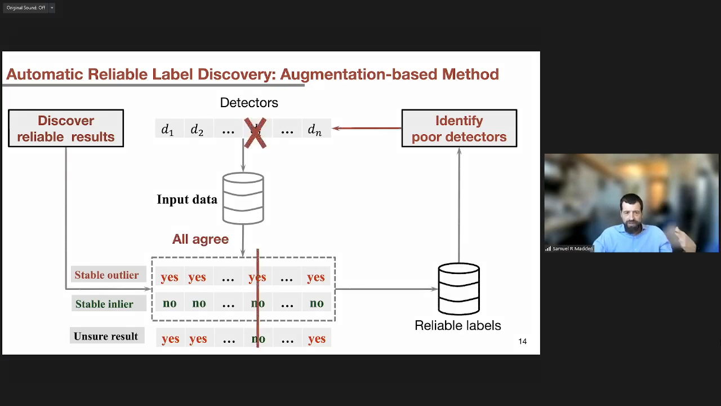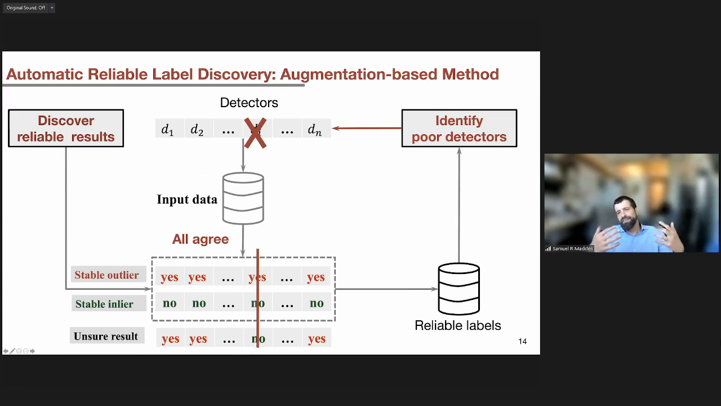Okay. So again, the idea is to identify the stable outliers and stable inliers, that is, where all the detectors agree, and then use that to deduce a set of reliable labels. As a part of this, we can also prune out the anomaly detectors which don't work very well, because if there's an anomaly detector that disagrees with all of the other detectors on the uncertain results, then after we've trained this classifier, we can throw it out.